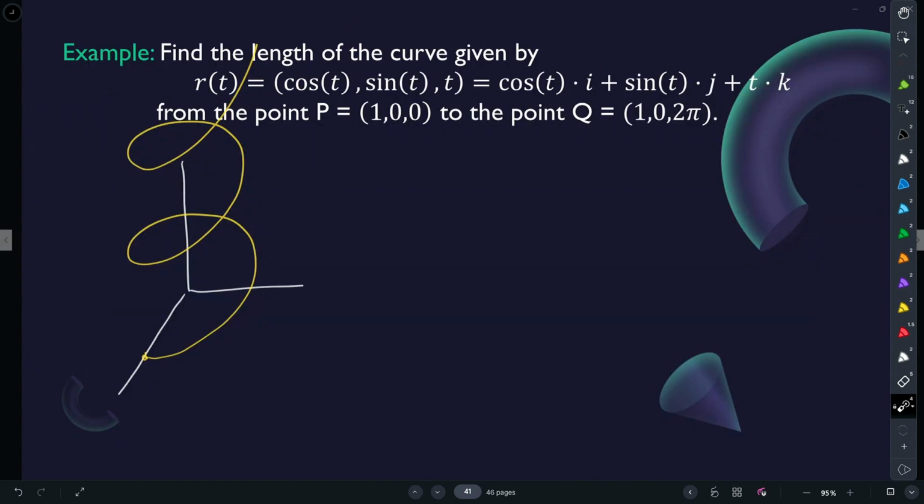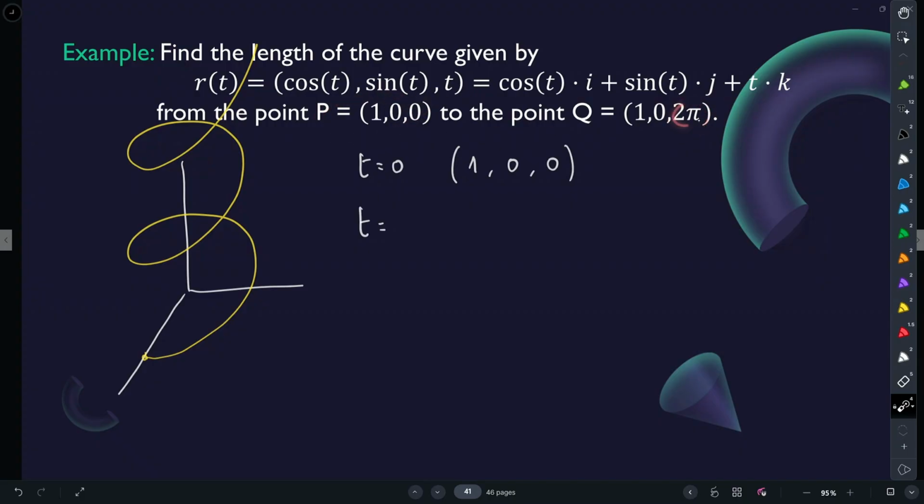Okay, so back to this example. We are going to compute this length. I need to know at what times I hit one point and at what time I hit the other one. At time 0, cosine of 0 is 1, sine of 0 is 0, and t of 0 is 0. If this point is on this path, I know what t has to be: time 0, because the third coordinate is just t. So at time 0, I'm at this point.